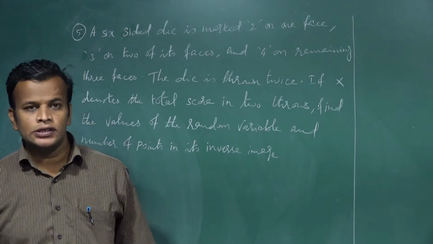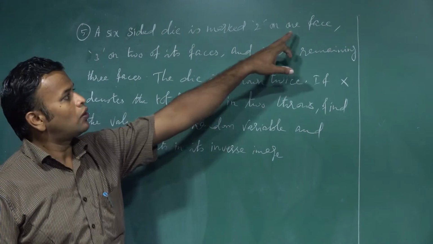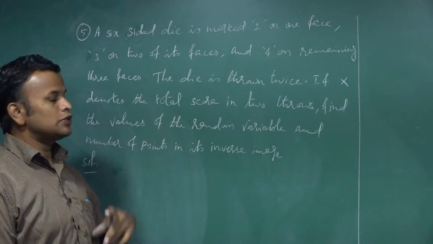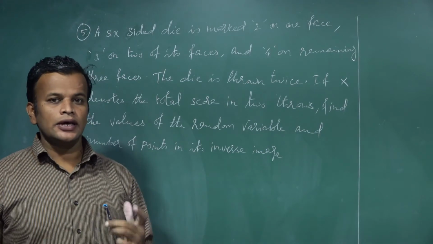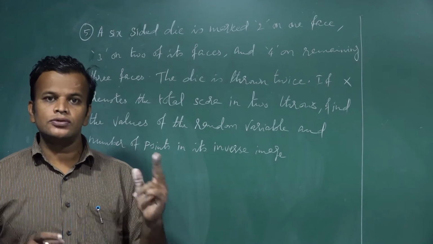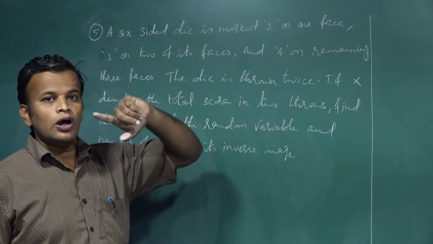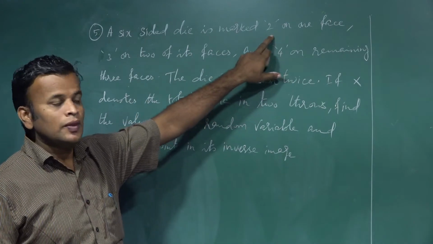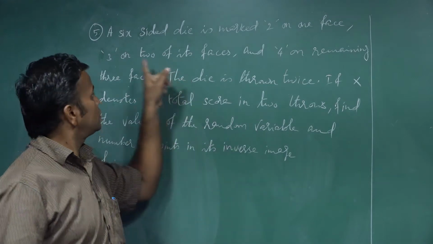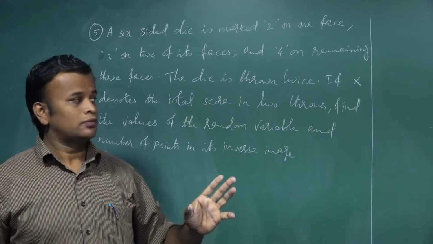Now we move to the next question. A 6-sided die is marked 2 on one face, 3 on 2 of its faces, and 4 on the remaining faces. We see in lower classes a die has 6 faces marked 1, 2, 3, 4, 5, 6 like this. But this is a special die. One of its faces is marked 2, 2 of its faces are marked 3, and the remaining 3 faces are marked 4.